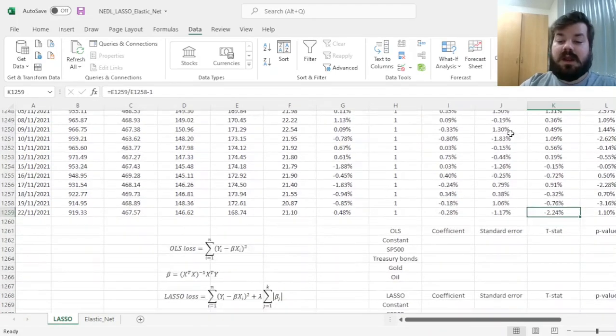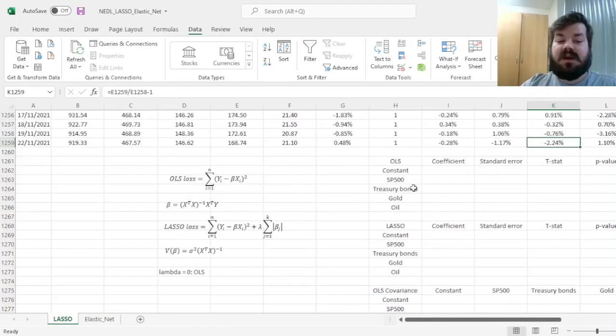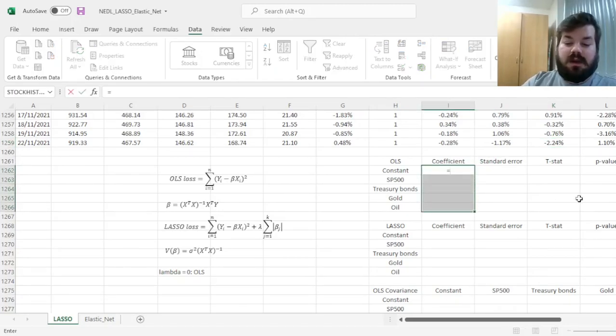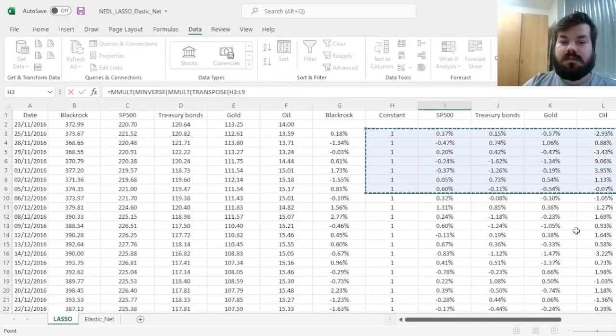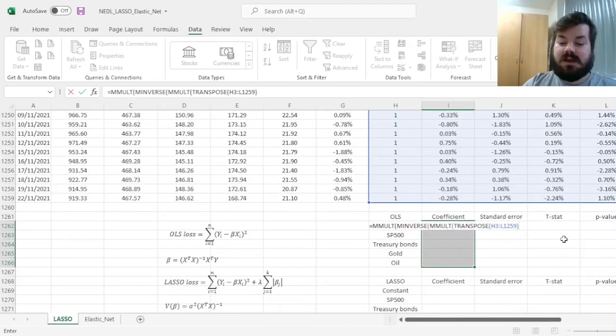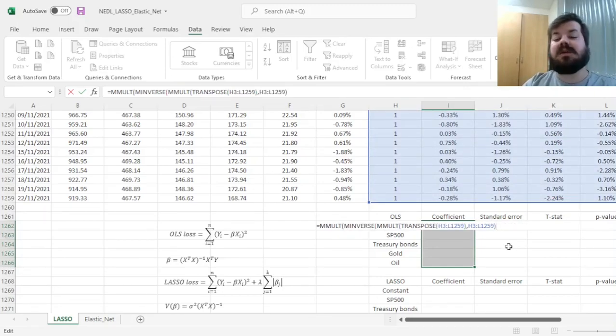And now we can already use the data that we have to estimate our OLS coefficients using the conventional approach, using the MMULT of the inverse matrix, and into the inverse matrix we input a product of the transposed matrix of X, including the constant over here, and the same matrix non-transposed, so we multiply the transposed matrix onto itself non-transposed.